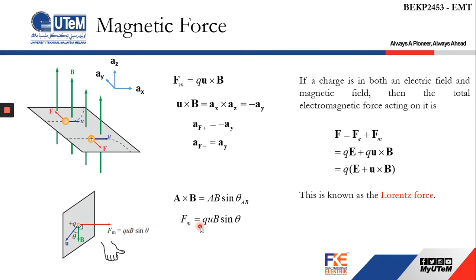If the charge is moving in both an electric field and a magnetic field, then we can generate an electromagnetic force. To find it, we combine how to calculate electric force with how to calculate magnetic force, and we get the equation here. This equation is known as the Lorentz force.